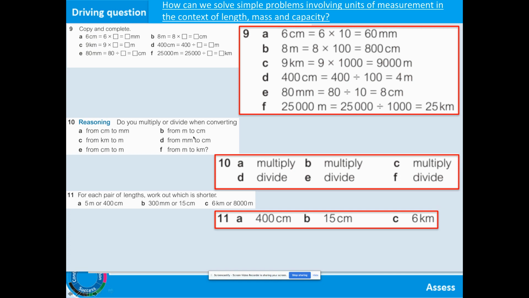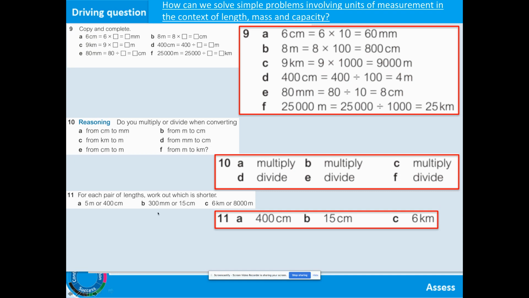So D, millimetres, we're going to convert to a bigger unit, centimetres, so we divide. Centimetres to metres, we're going to divide by 100. And metres to kilometres, there's 1,000 in each kilometre, so we're going to divide by 1,000.